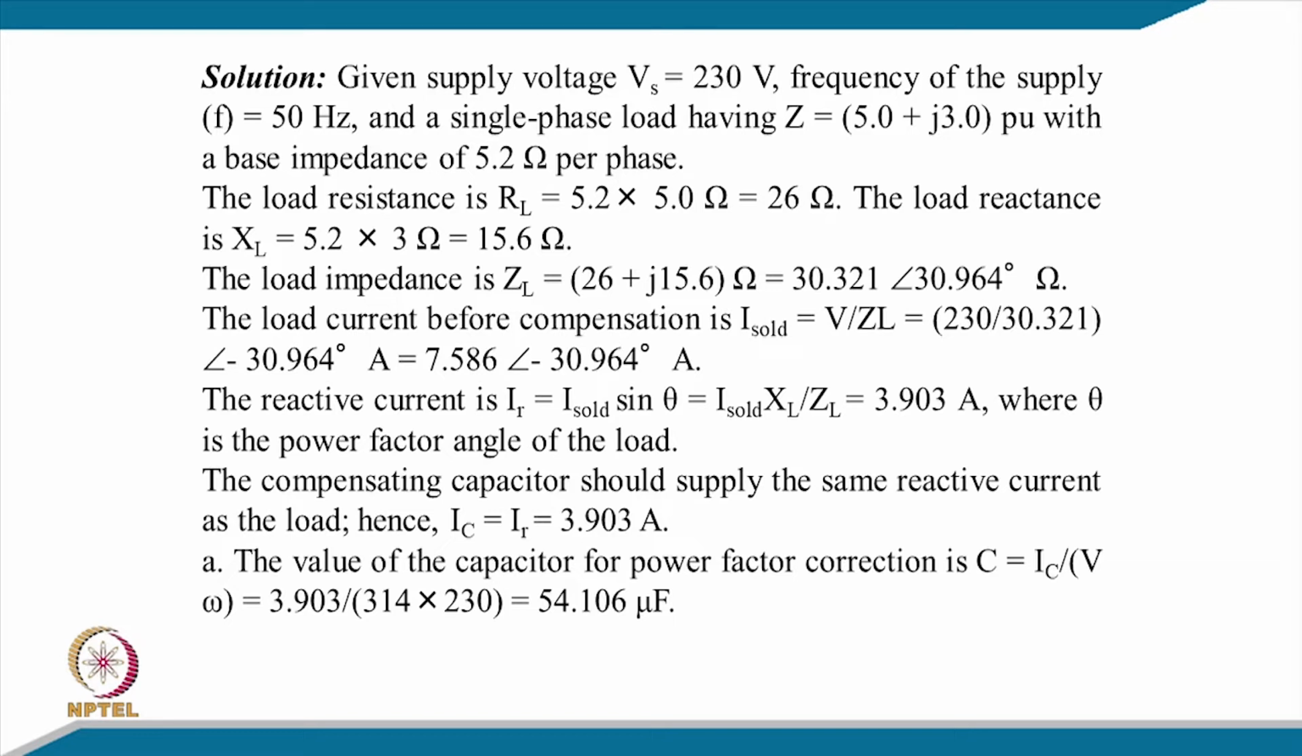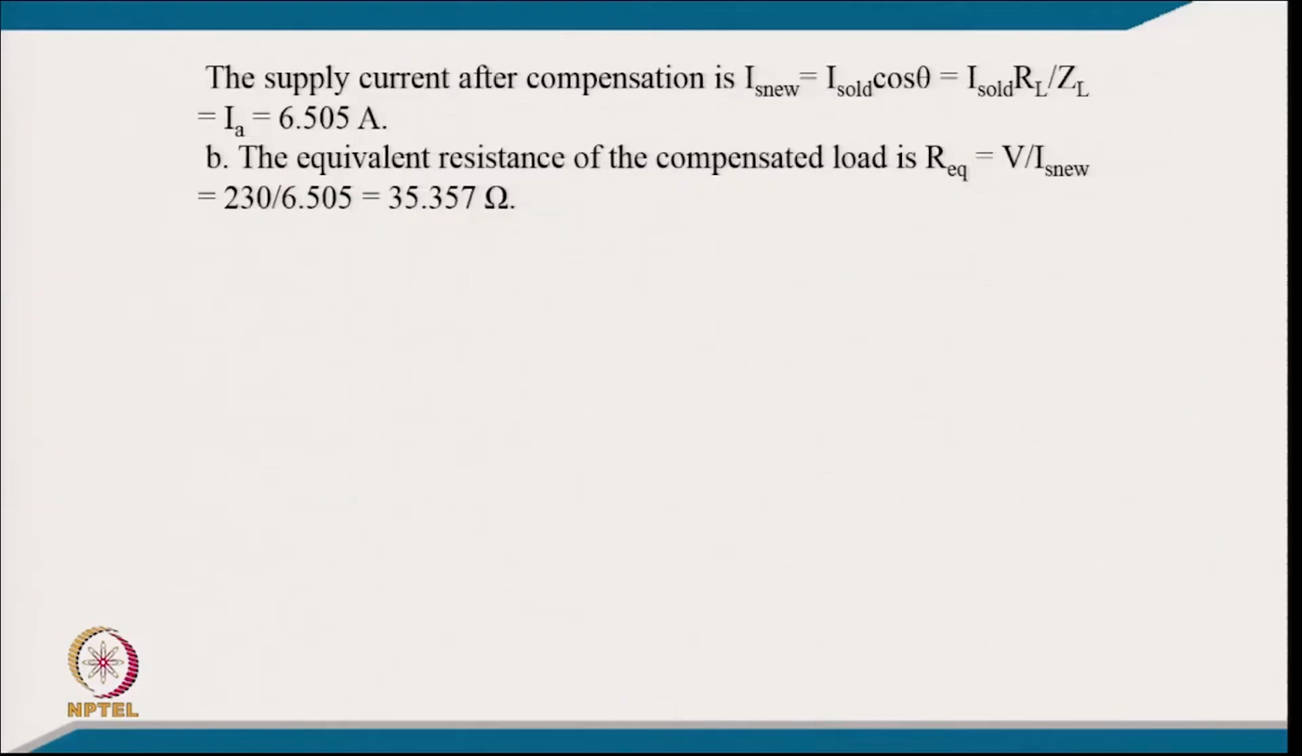So, it comes to 54.106 microfarad. If that much capacitor we connect in parallel, then certainly we get a unity power factor load. Now, we can find out what is the supply current after the compensation. That will be IS new, IS old into cos theta, that is only the resistive part now, IS old RL upon ZL, and that is equal to 6.05 ampere. Now the equivalent resistance of the compensated load: R equivalent, V upon IS new, that is 230 divided by 6.505.